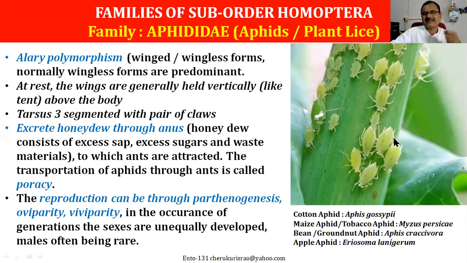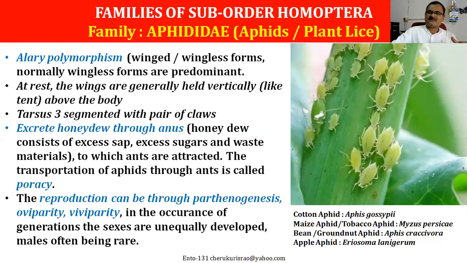They also excrete honeydew, a sugary kind of substance, through the anus. And to lick and eat that material, the ants keep coming to the place of the aphids. So that kind of coexistence between ants and aphids is always happening, because the aphids excrete sugary material and the ants roam near the aphids to lick it. I have a wonderful video, you can understand better.